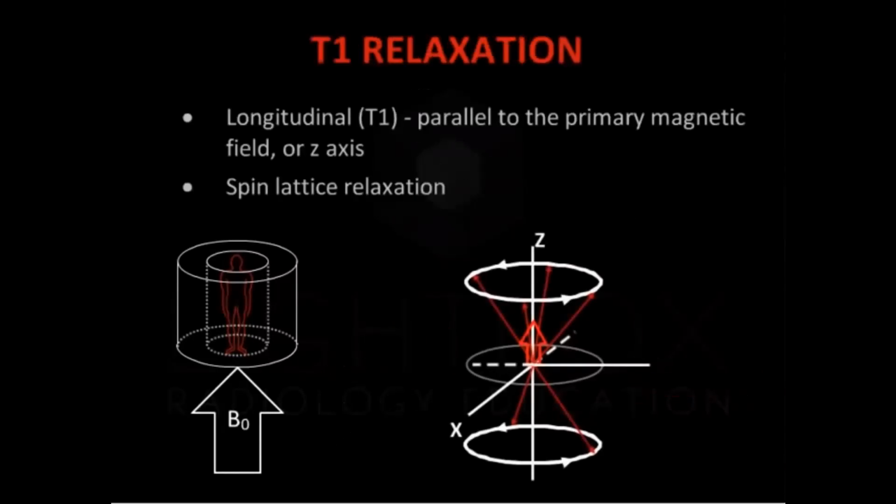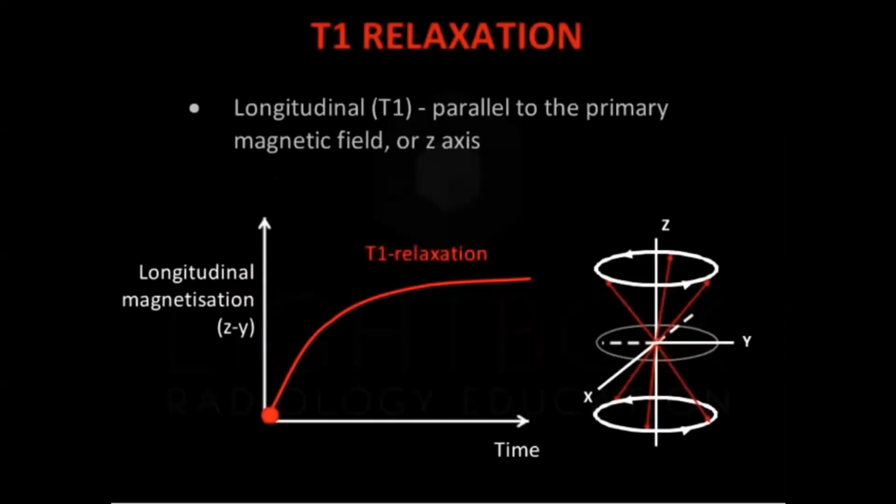After the RF pulse, several protons flip back to their low energy state, parallel to the magnetic field Z-axis, giving up their energy to the surroundings, the lattice. This results in changes to the longitudinal relaxation, known as T1 relaxation or spin lattice relaxation. On a plot of magnetization over time, magnetization increases with time. This is the T1 curve.